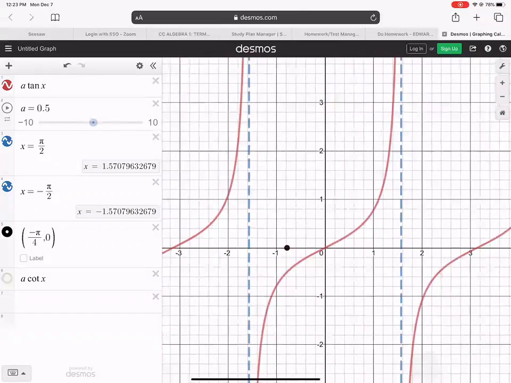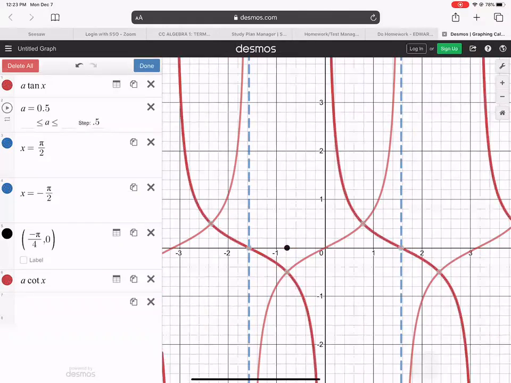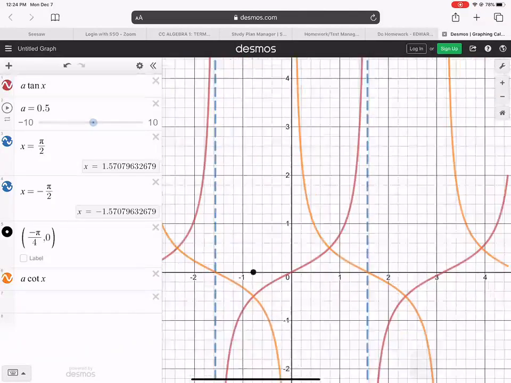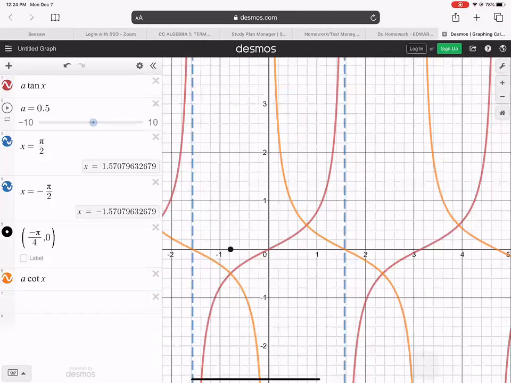Let me change this color. Green will be hard for colorblind viewers, so I'll use orange, I think. Okay, so if you take a look at my cotangent graph, instead of going up, it goes down. And instead of being right in the middle, it's going to be shifted over. I'm going to show you guys what I mean by the shifted over part. It is flipped around, and it's also shifted over to the right. They're not on top of each other.